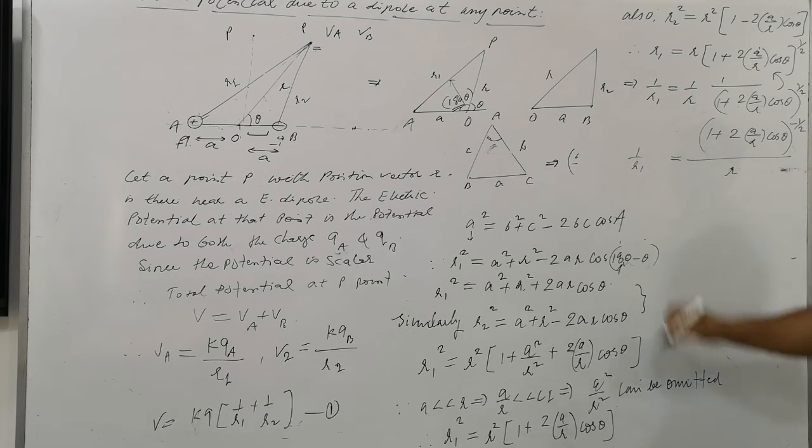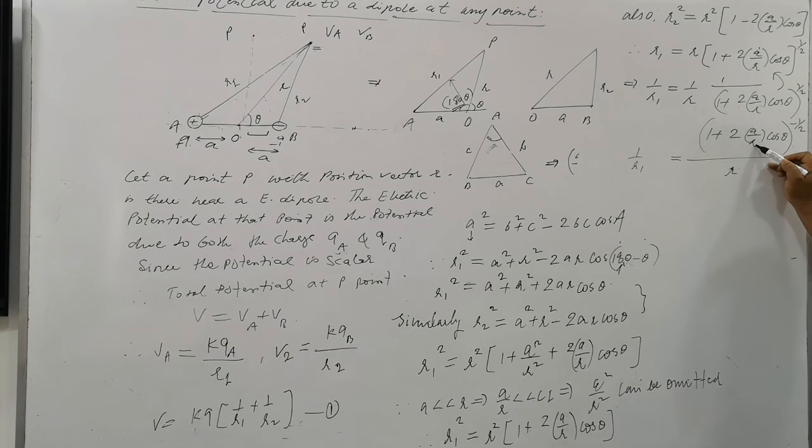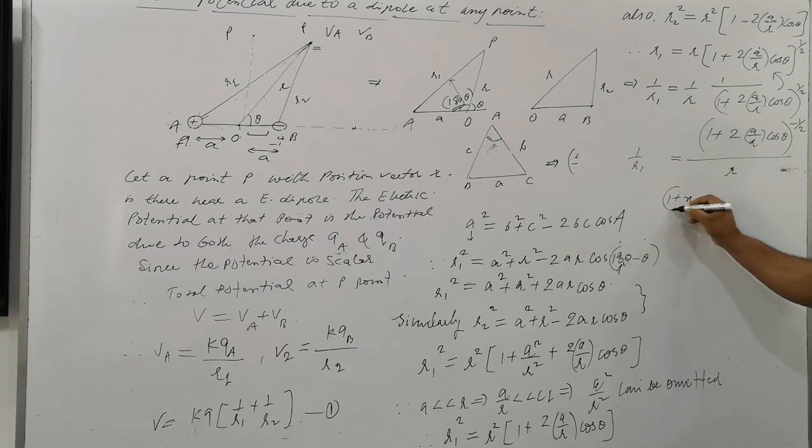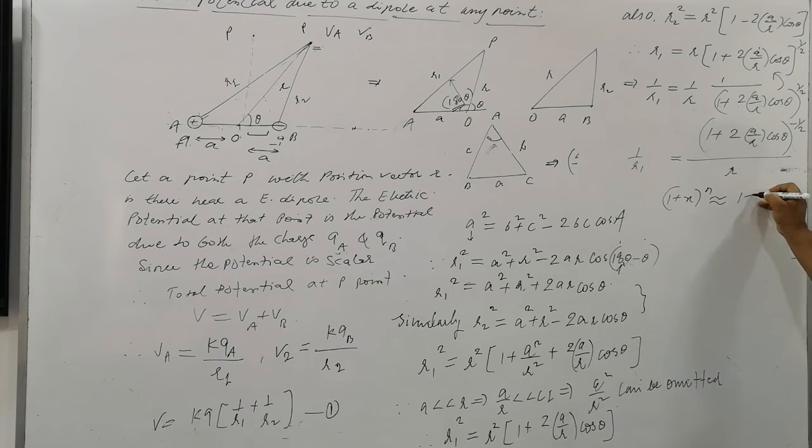1 by R1. Is that clear? So have a look at this. 1 by R is smaller than that. In the binomial expression you studied here, what binomial? (1 + x) to the power n is approximately equal to 1 + nx. Do you remember this or not?